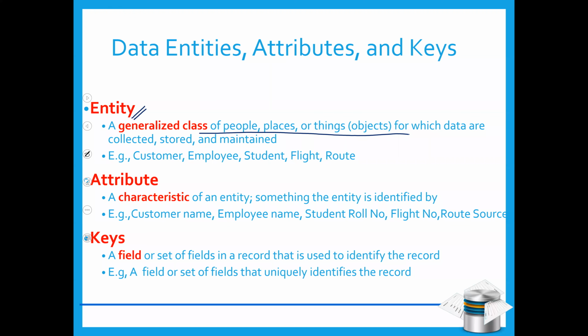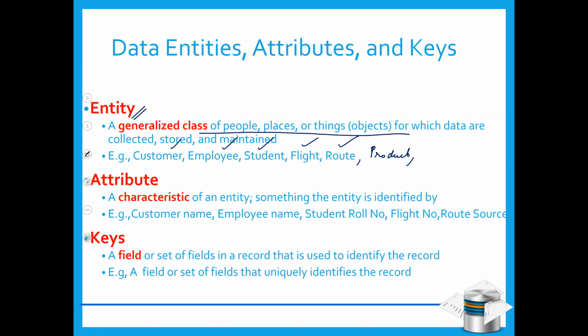Okay, let's say customer, it is an entity. Name, place, animal, thing. Employee, student, flight, route. Okay, product. You can think about anything which you can have lots of characteristics. Data can be collected, data can be stored, data can be extracted. All those, they come under the category called entity.